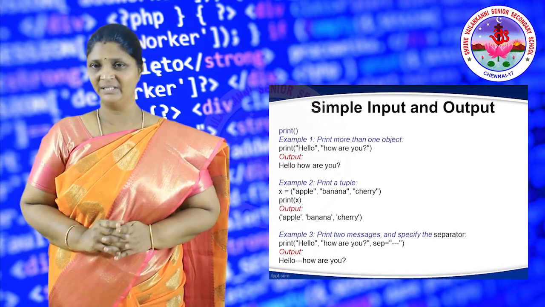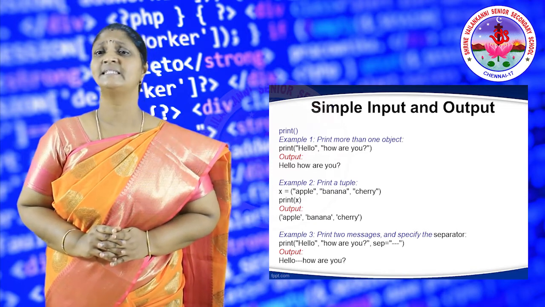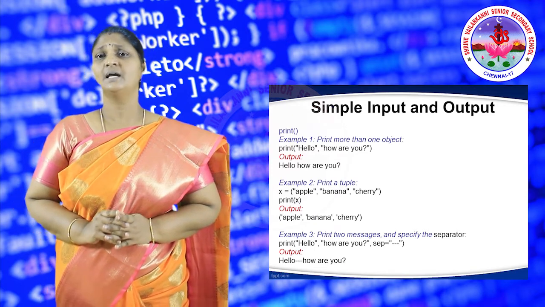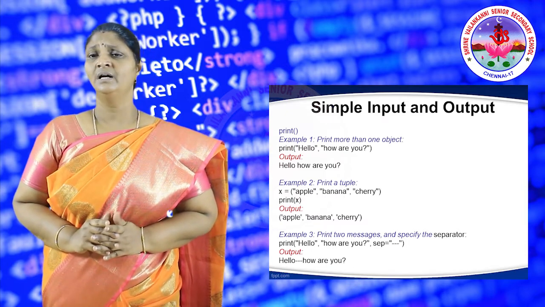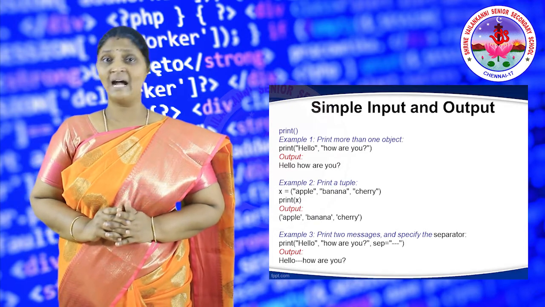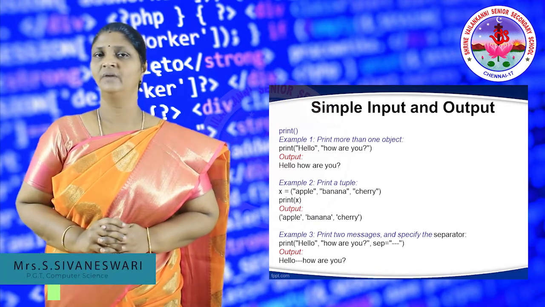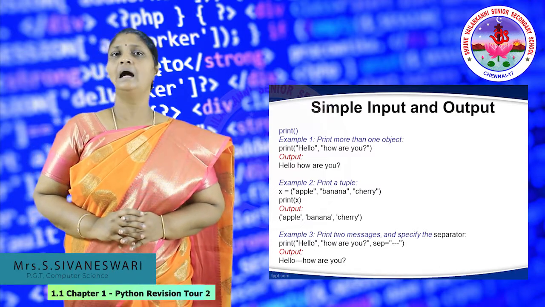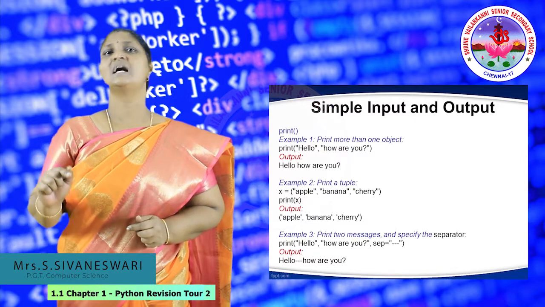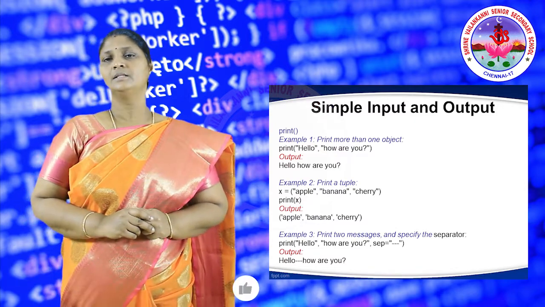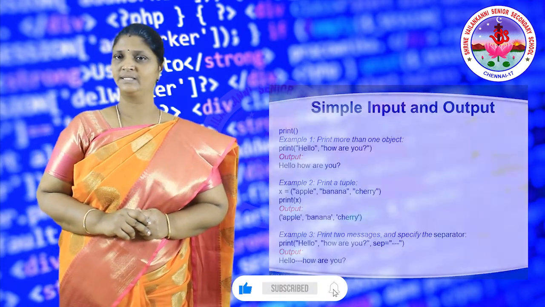Now comes example 3. Print two messages and specify the separator. Print hello, how are you, separator equal to three hyphens. So when we execute this code, we get the output as hello and then three hyphens, which are the separators, and then comes how are you. So this is how the print is explained using examples.